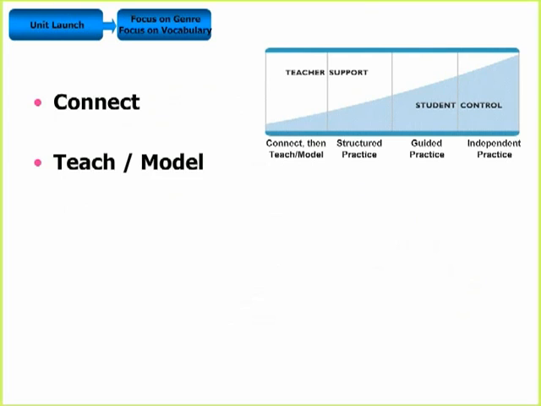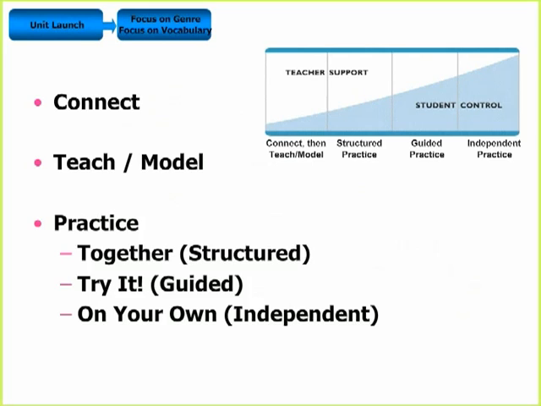In the Focus on Genre lesson, students first make connections to the genre. Then you teach and model what it is that you want the students to learn. Then it's time for students to practice what they've learned. As you can see, there are three levels of practice. Structured practice occurs with you, the teacher. Guided practice gives students the opportunity to practice on their own, but with you there for support if they need it. And independent practice is when they finally take what they've learned and apply it on their own.